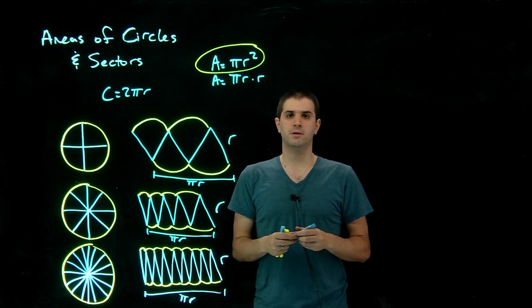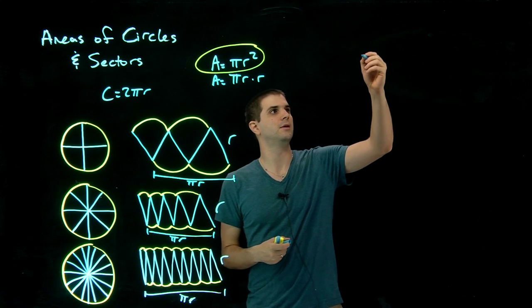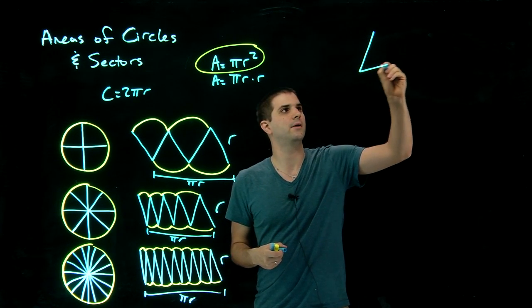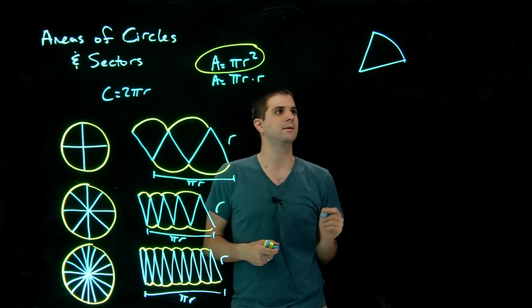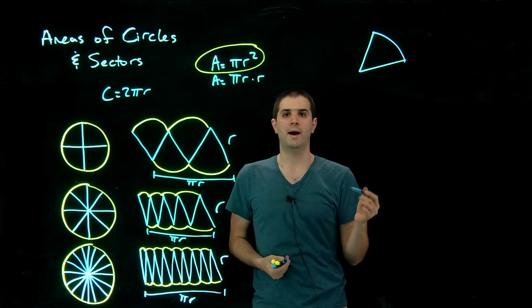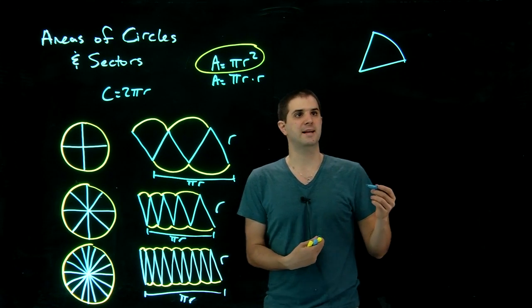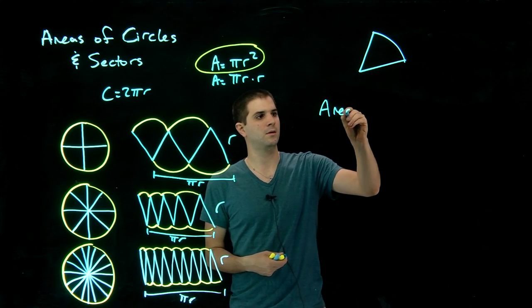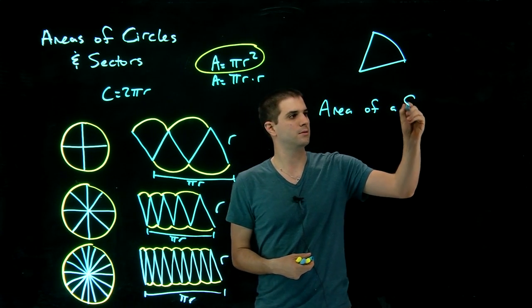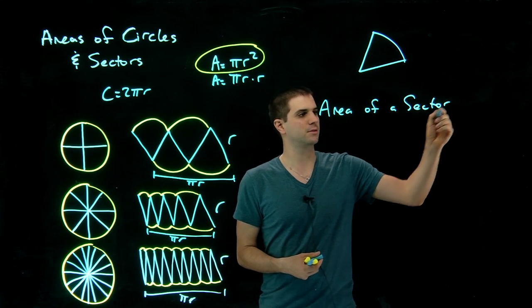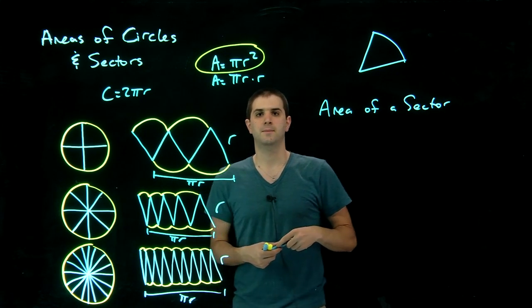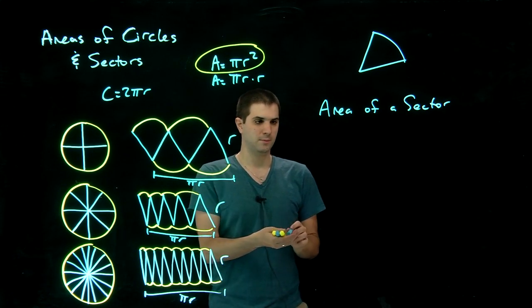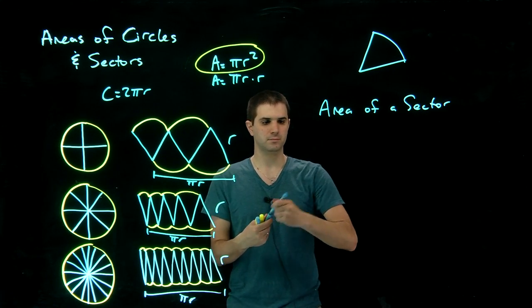Now, we have another thing I want to talk about. Let's say I want to take the area of this wedge. In mathematics, we call this a sector. So the area of a sector. Maybe this is not as commonly known, but I want to give you 3 examples.